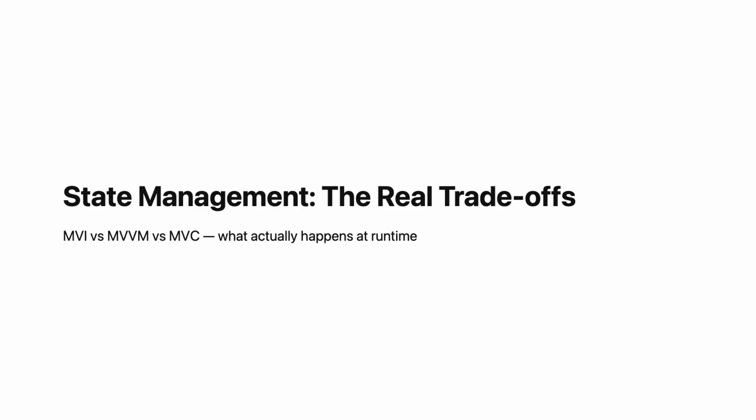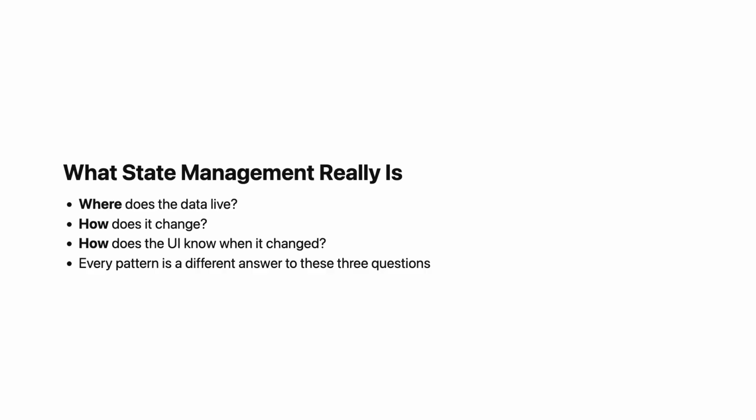Before we compare patterns, let us agree on what state management actually is. Your UI needs to show something. That something is determined by data, the current user, whether a list is loading, whether an error occurred, which tab is selected. State management is the answer to three questions. Where does this data live? How does it change? And how does the UI know when it changed?